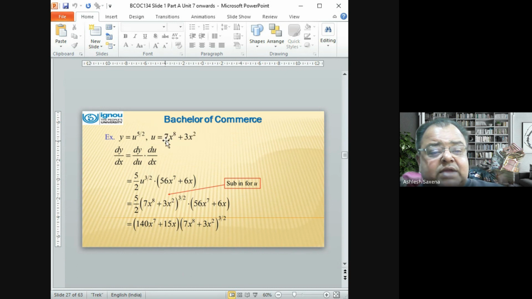Your du/dx will be the derivative of this part. 8 times 7 is 56, reduce 1 power, plus 3 times 2 is 6, reduce 1 power. Here it is. Now, you have to replace this u by this. Whatever can be taken common, take common and simplify.